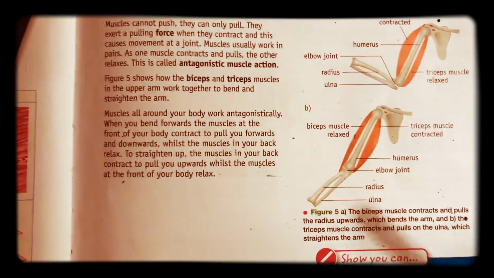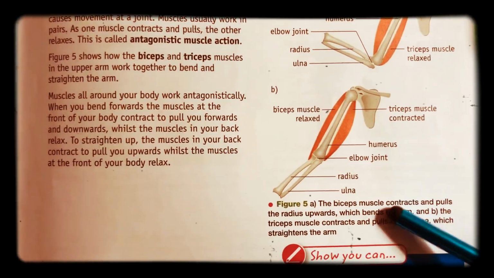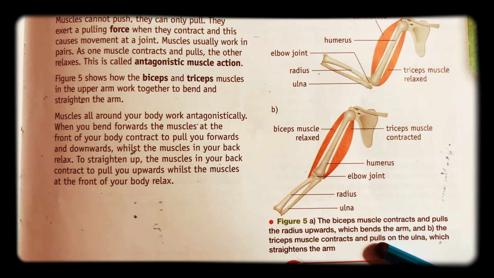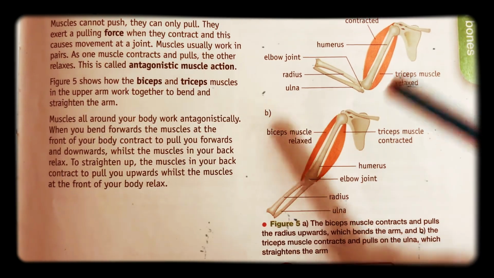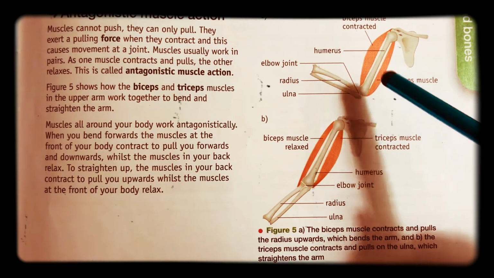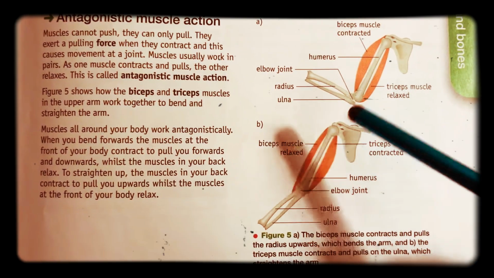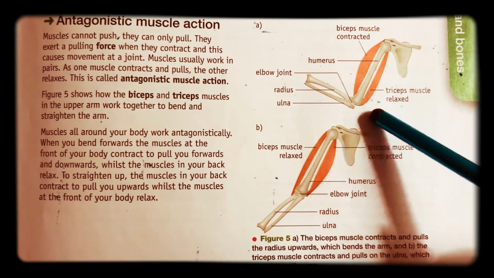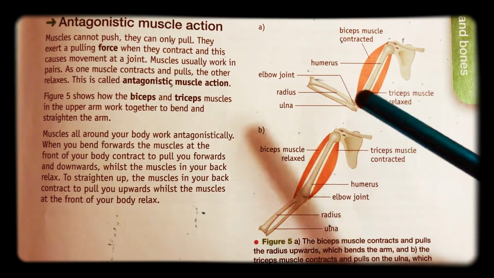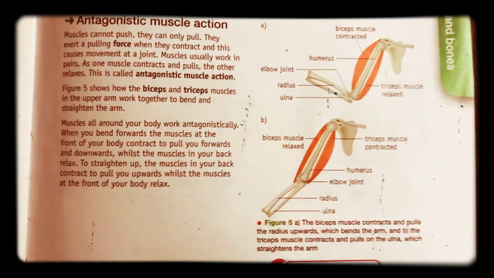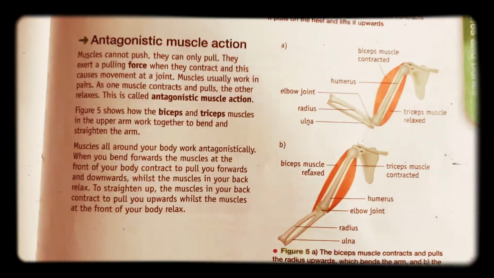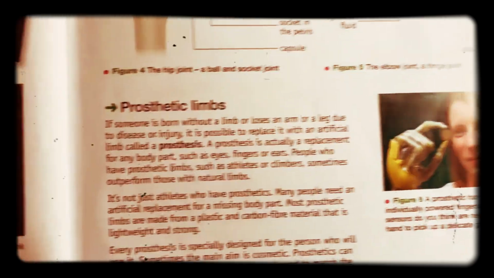So muscles all around your body move and work antagonistically. So at least learn the antagonistic muscles in your arm. Do you remember when I asked you to do the diagrams of those? Make sure that you know these. Make sure you know the bicep and the tricep are antagonistic muscles.